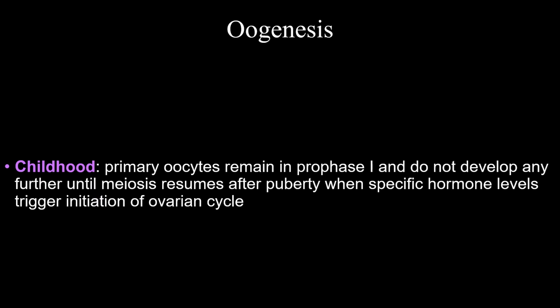And during childhood, these primary oocytes stay in prophase 1 and don't develop any further until puberty, at which point rising hormone levels will trigger the beginning of the ovarian cycle. Do note that during childhood, primary oocytes will continue to degenerate, and by the time a girl reaches puberty, the number drops to roughly 300,000.